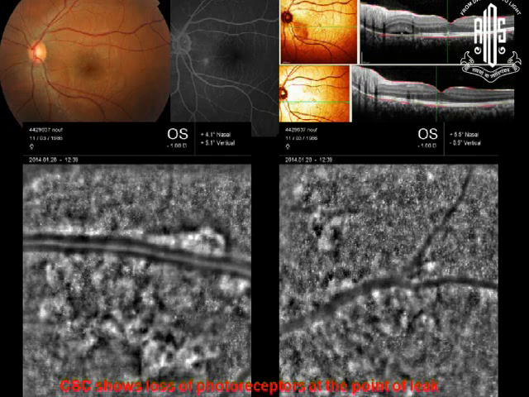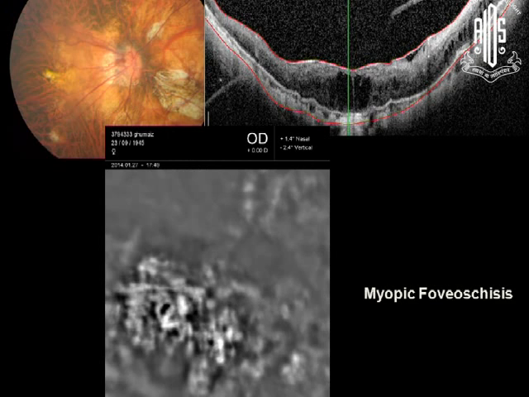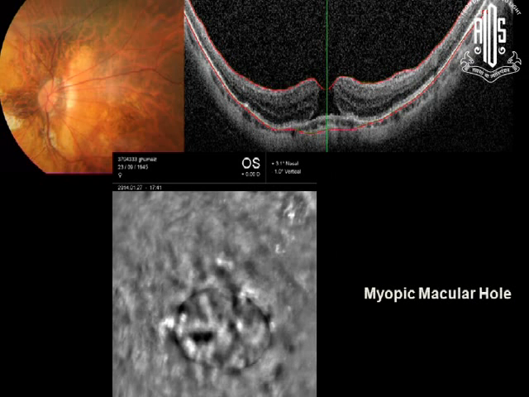Again, a myopic foveoschisis here looks good, but when you see here, there is damage. So you have to be careful when evaluating some of these eyes. The left eye of the same myopic patient with macular hole, you see here the macular hole because there are no photoreceptors and just the underlying RPE. This is the healed scar of CNV.